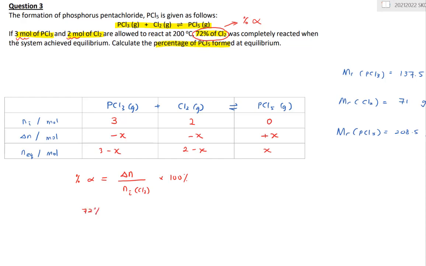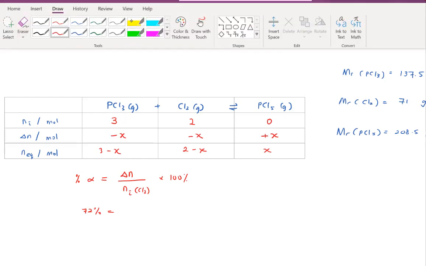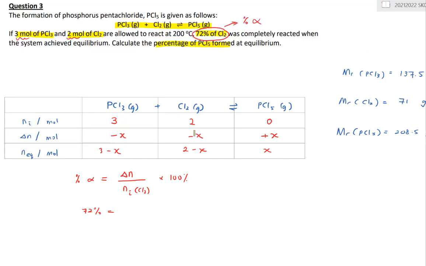We have 72% equals to the change in number of mole. We are using the values for the chlorine, which is only 1x. Okay, so x over the initial number of mole for chlorine, which is 2, times 100%. So the x value over here is equal to 1.44 mole. So now you have already found the value of x.